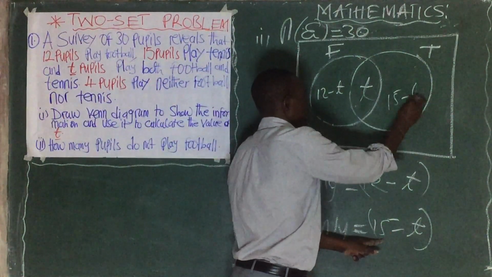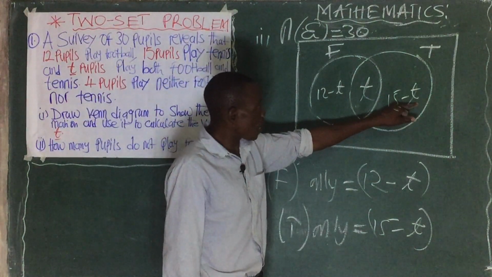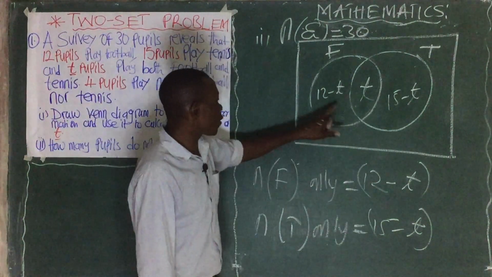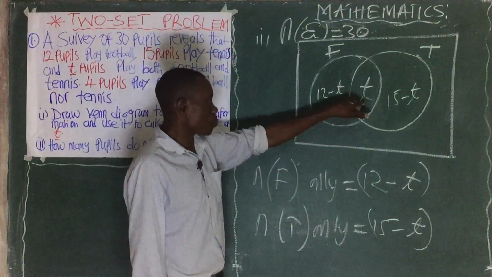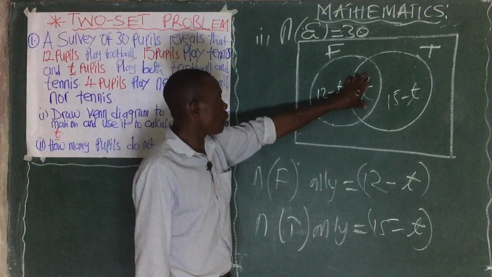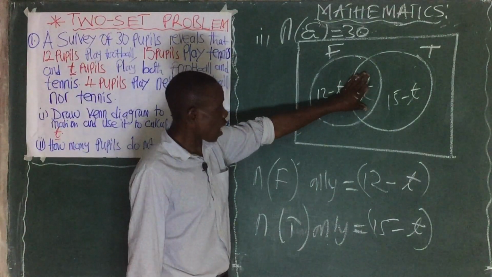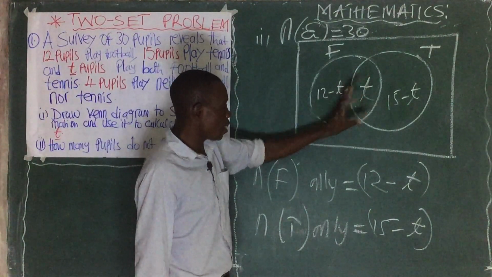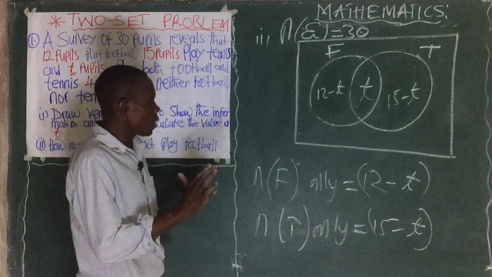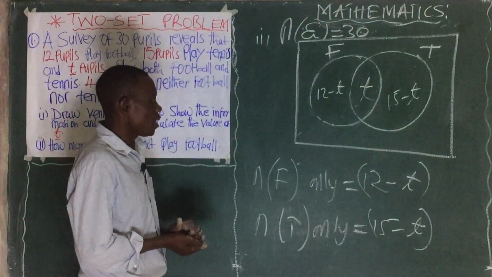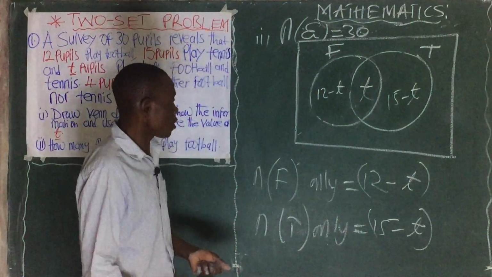So this is just like an expression. The expression 15 minus t represents the number who play tennis only, and 12 minus t represents the number who play football only, while t represents the number who play both football and tennis. Right, so this is the way we do it. At least some mathematics has to be done here: simple arithmetic, this minus that has to be considered.